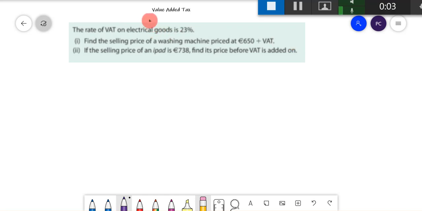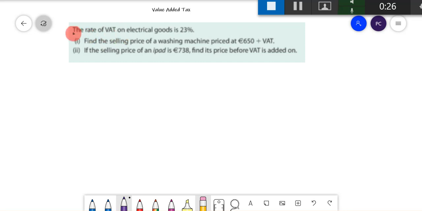So this is a value-added tax question. Value-added tax, or VAT, is a tax the government puts on goods, and it's basically used by the government to raise money so that it can run the government and run the country. VAT questions are the kind of typical questions that come up in applied arithmetic in the Junior Cert.